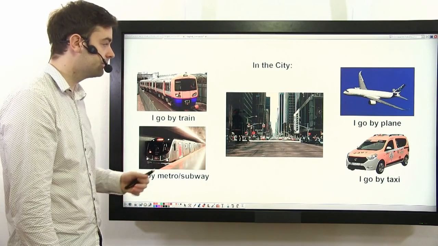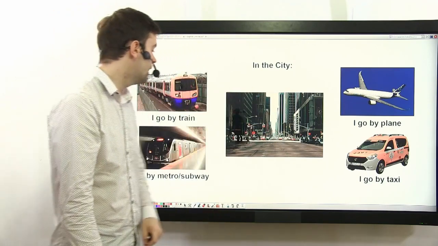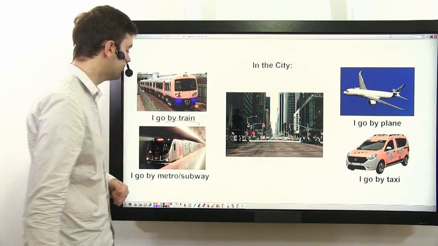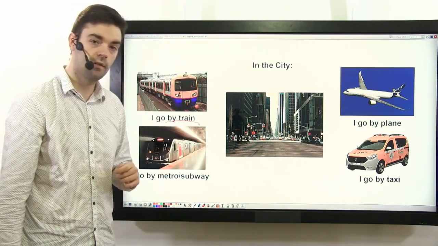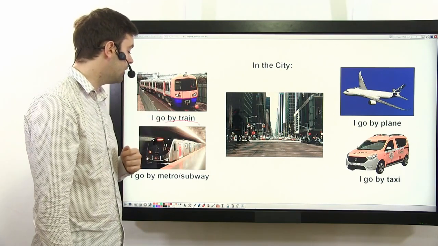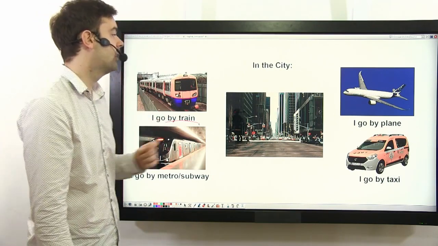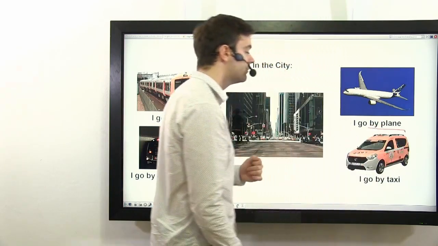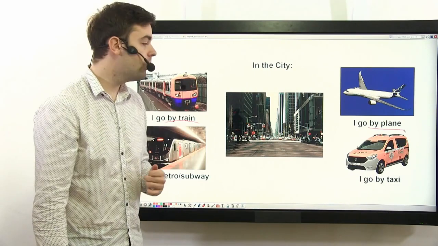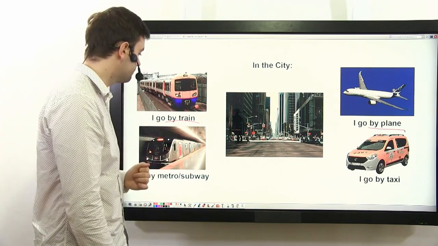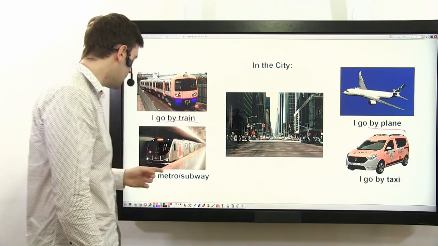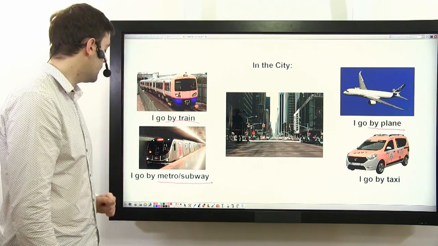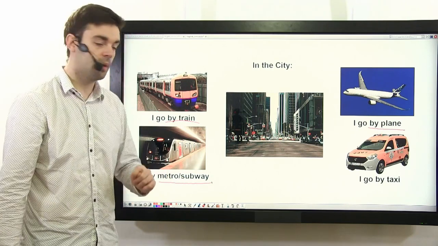In the city, I go by train. In the city, I go by plane. In the city, I go by metro or subway.